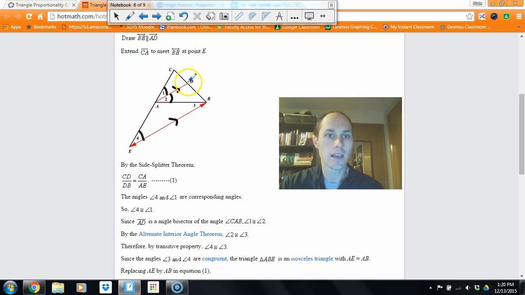And since these two lines are parallel, AD and EB, AB is a transversal, so 2 and 3 are also congruent by the alternate interior angle theorem. So by the transitive property, 1 is the same as 2, 2 is the same as 3, 3 is the same as 4. We can say 4 and 3 are the same angle. And since they're the same angle, we know that this would be an isosceles triangle. Base angles are congruent, opposite sides are congruent. So now we can take out AE and put AB into the proportion, because those are the same.